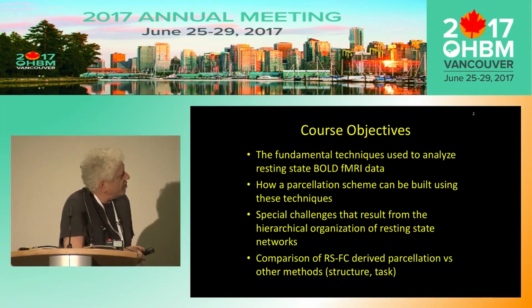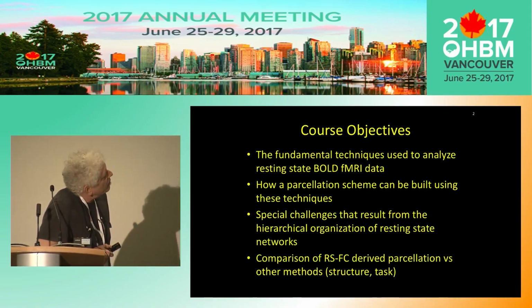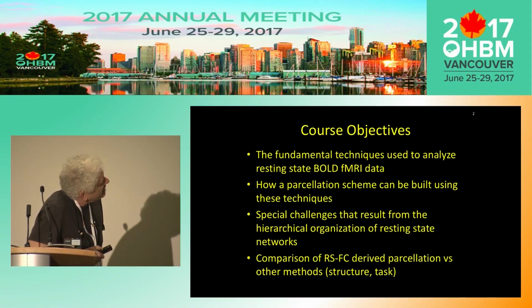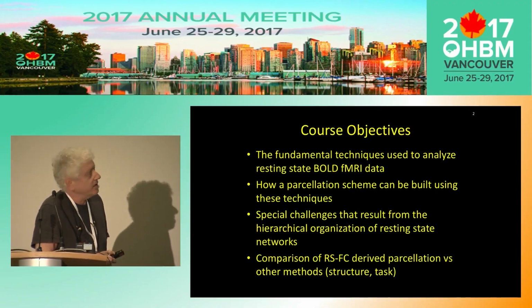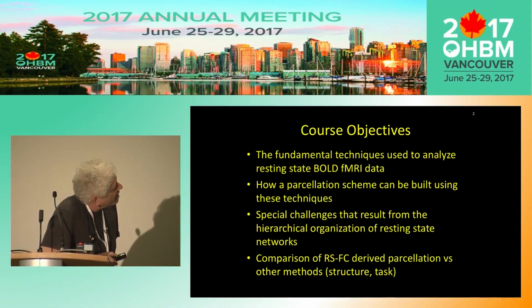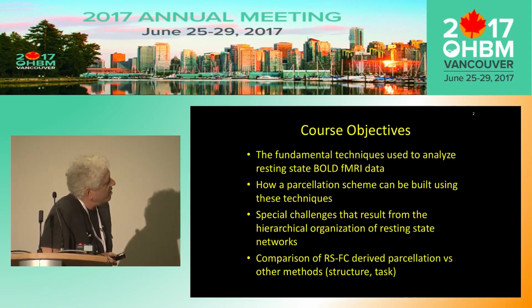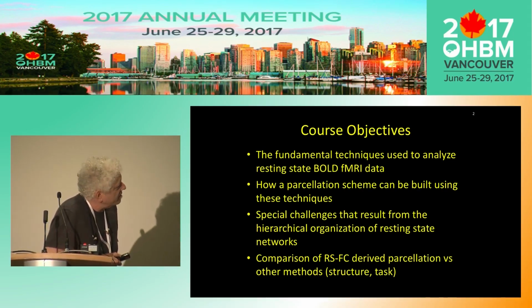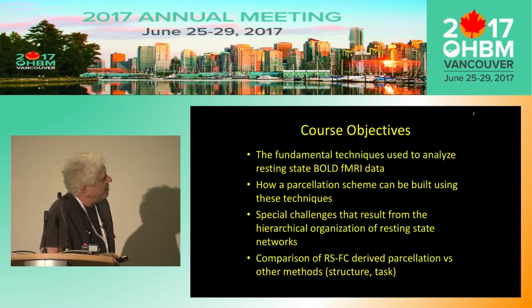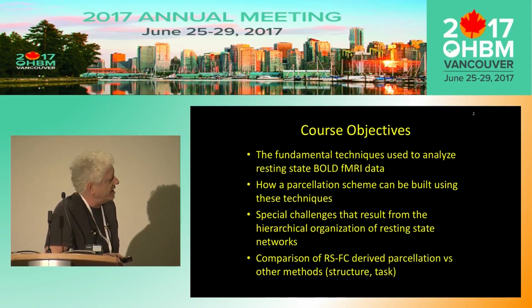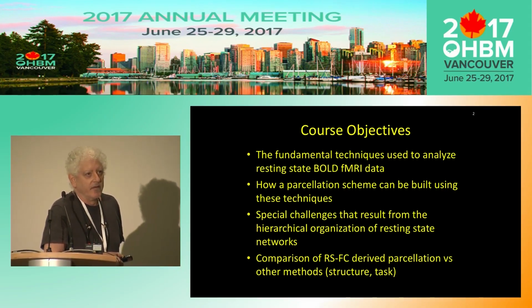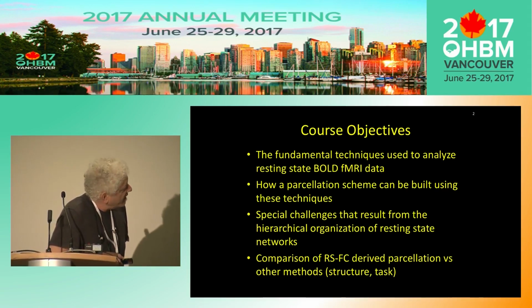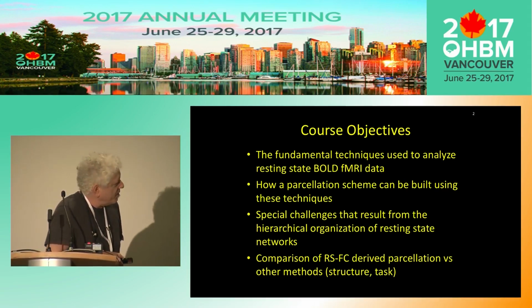Okay, so I'm going to try to address 4 questions. The fundamental techniques used to analyze resting state bold data are going to be important. How does a parcellation scheme, how can you make a parcellation out of your resting state bold data? The special challenges that result from the hierarchical organization of resting state networks. This is actually the really important point. And then I'm going to show what other people have done. You're comparing the resting state functional connectivity derived parcellations, and how does that relate to other structures?